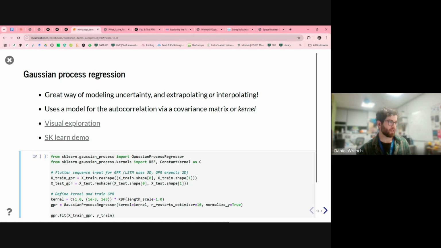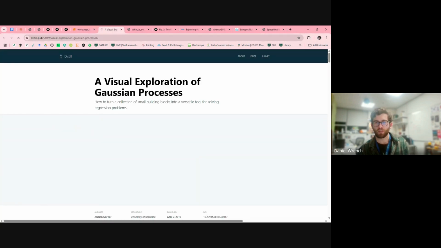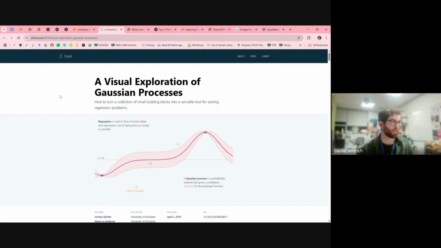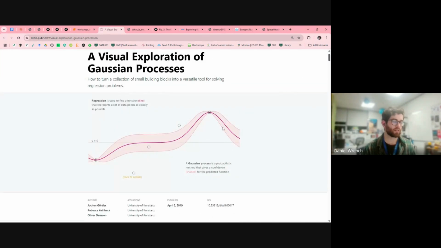So that's what I mentioned there. It uses a model for autocorrelation via a covariance matrix. And I'll just quickly bring up this nice visual exploration. It's quite a nice website here. So basically, here's the essence of what a Gaussian process is modeling.